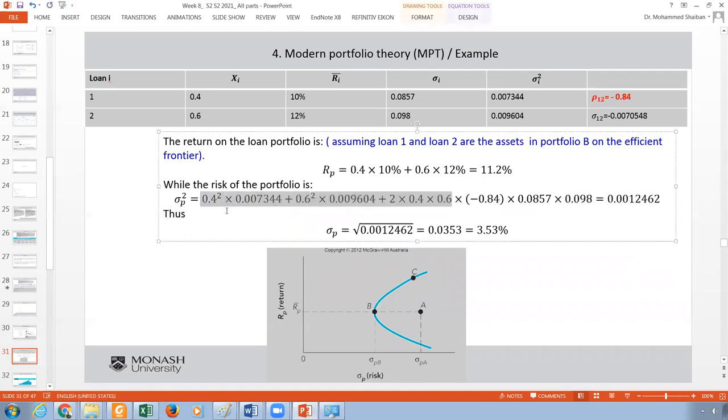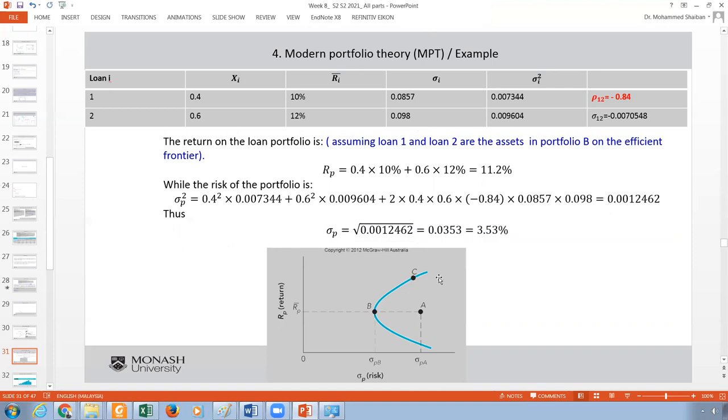So I have to calculate the weights times the variances plus the correlation of the variances based on the weights, and then times what we call the covariance. So this is the covariance, and this is actually the correlation between the two. And then I found it to be 3.55. Now I will put it here.